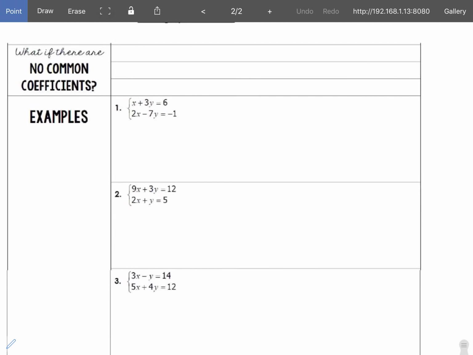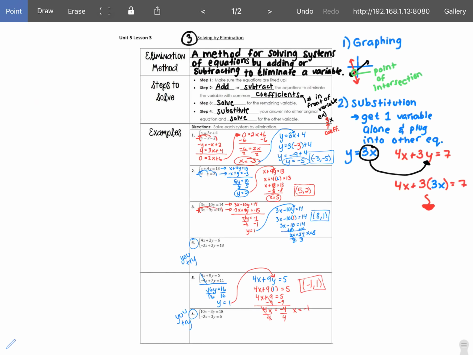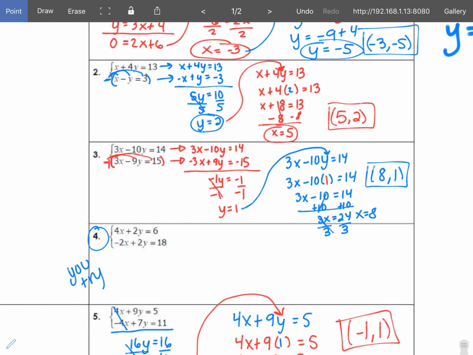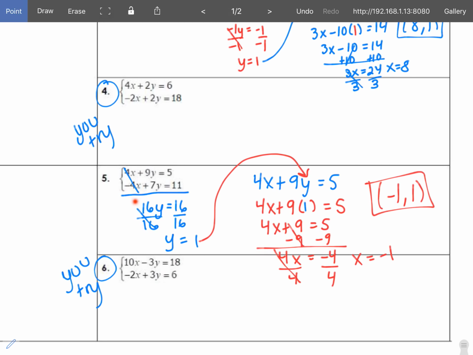And then, okay, notice how on this page there were common coefficients, meaning if you looked at any one of these, x and x, 3x and 3x, even though we had to multiply a negative 1, 2y and 2y, 4x and negative 4x, that was easy, crossed out, right? So all of these have common coefficients. The number in front of the variable, like right here, those 2's, they're the same. You need to make one negative and one positive, but they're the same, right?